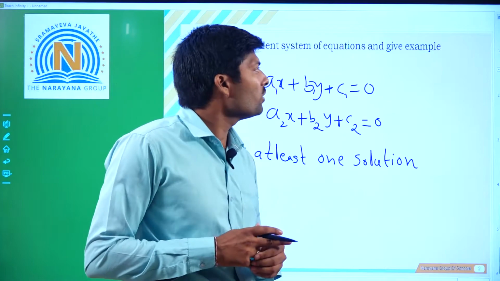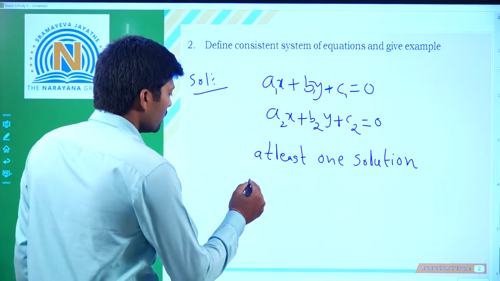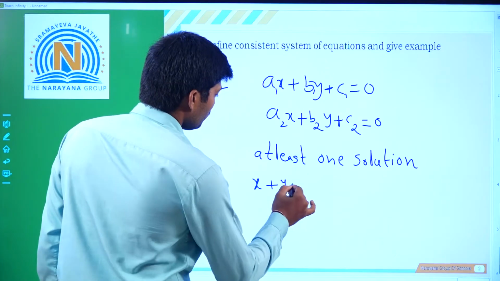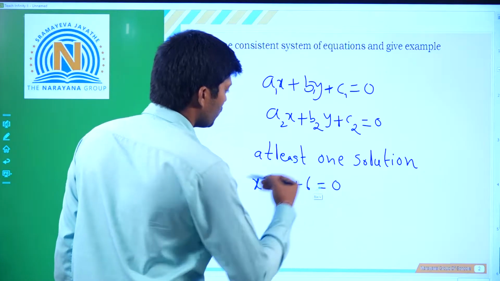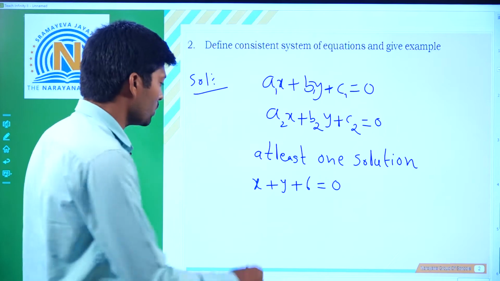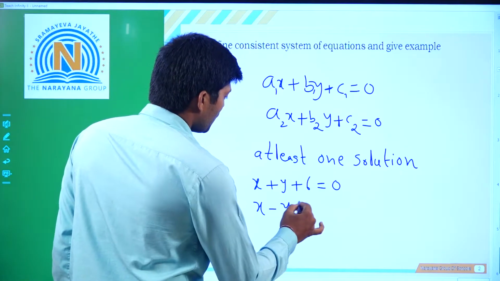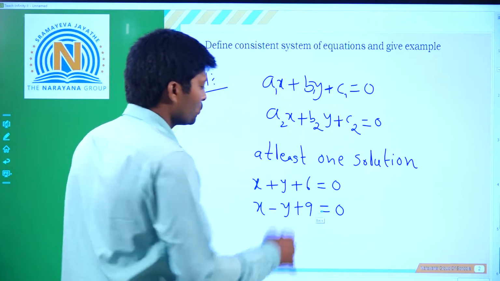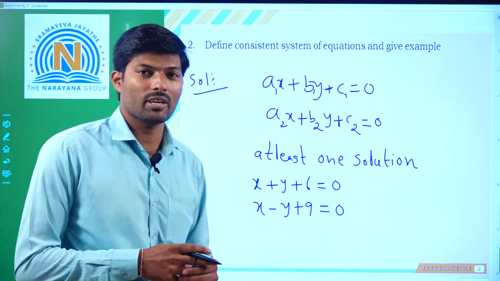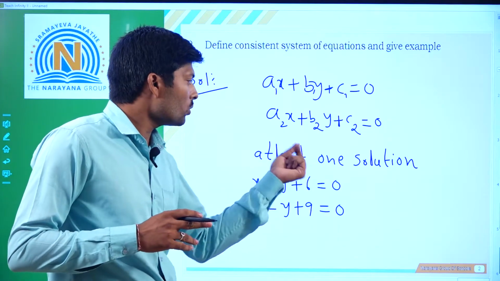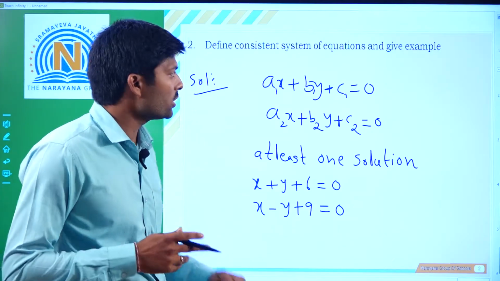And we will give the example like this: x + y + 6 = 0 and x - y + 9 = 0. These two linear equations we can take as one example for a consistent system of equations, meaning these two have only one solution. Let us go for the next question.